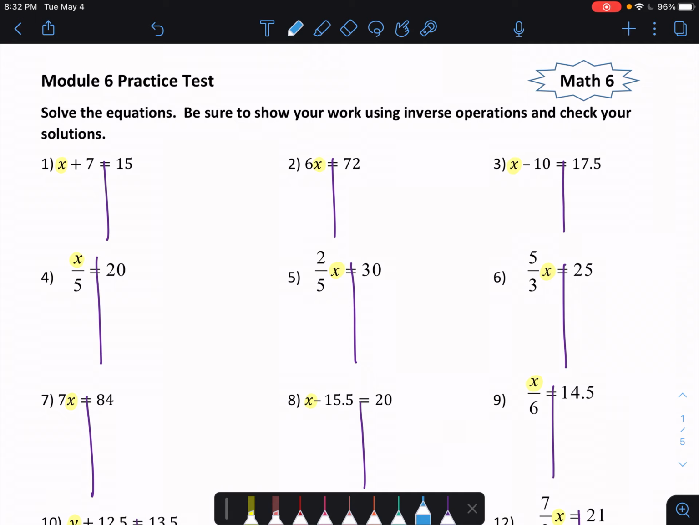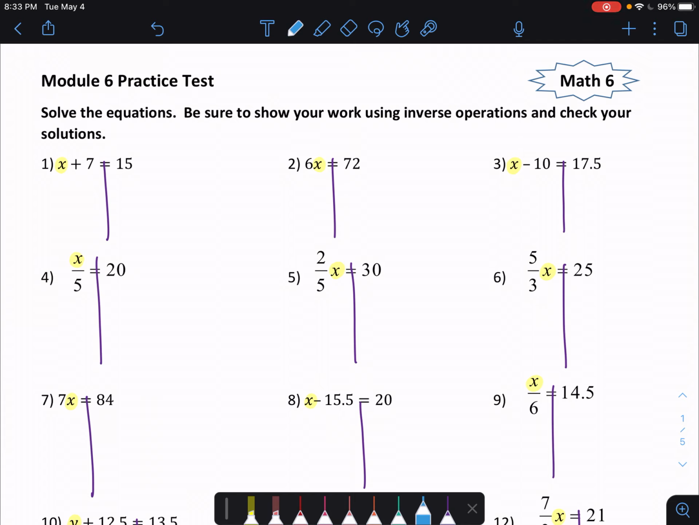As you can see on this first page, I already have the lines drawn down all of the equal signs, and the variables highlighted. Highlighting or boxing the variable is not going to be as necessary for the test, but I do expect the line to be down the equal sign.